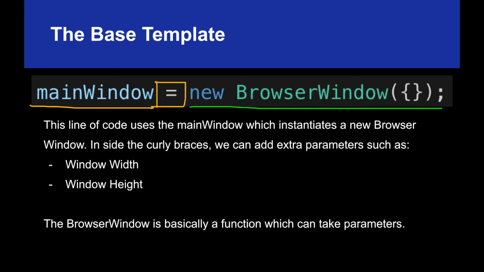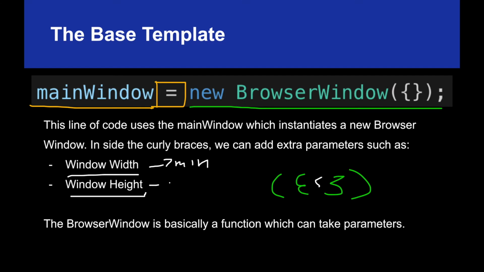So inside the parentheses, we have curly braces. Inside these curly braces, you can store some parameters such as window width and window height. Alright, so these are like the minimum window height and the maximum window height. Not max, yeah, window width or window height, alright? You can assign minimum, maximum, whatever. We'll talk about all those parameters in a future lecture.